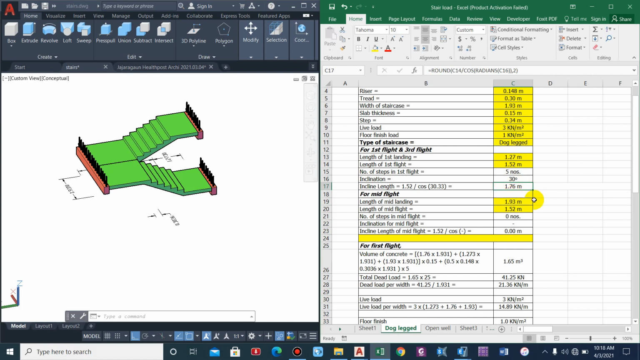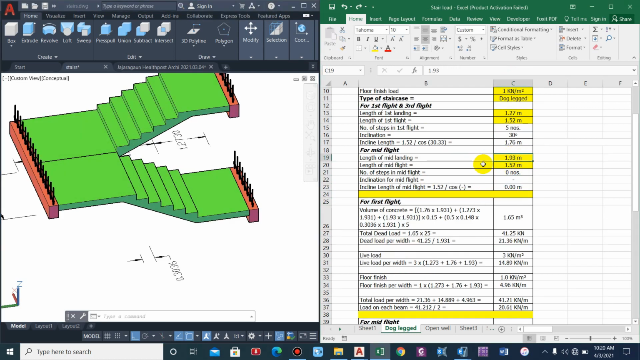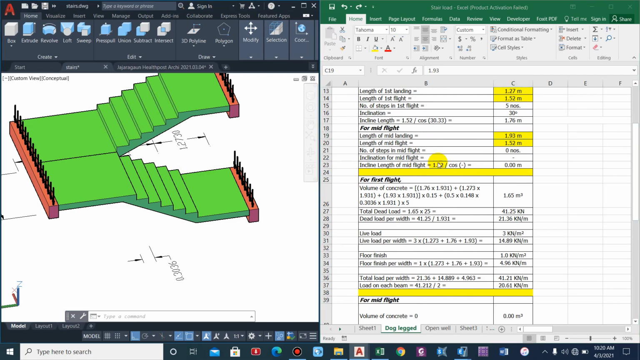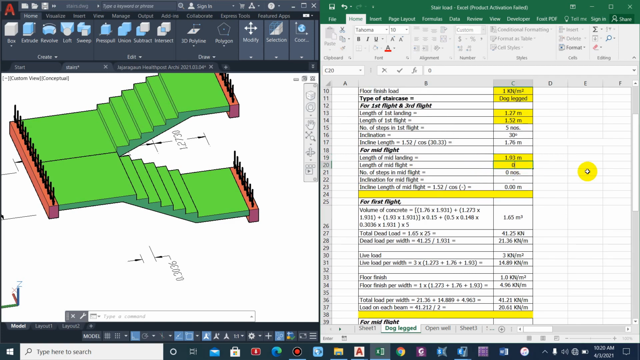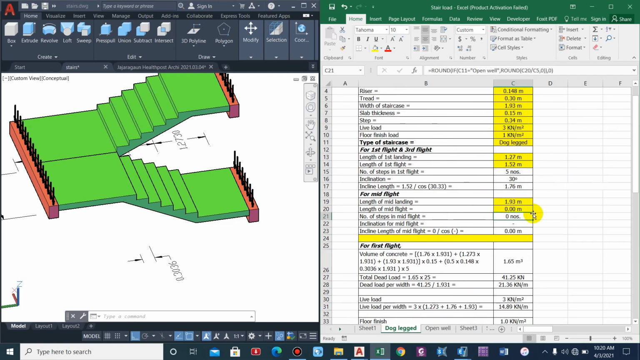So it comes as 1.76, the length of mid landing. You can simply understand, I have just made a formula over here also: 1.52, which was the plan length, divided by cos 30.33, that is the angle. So this comes as 1.76 meter. Similarly, the length of mid landing is 1.93 as well. Length of mid flight: there is no mid flight as we are considering dogleg, so it will be 0.